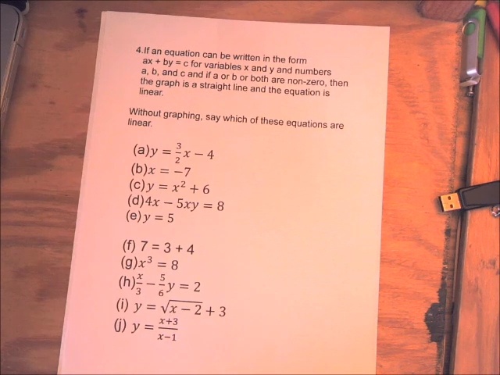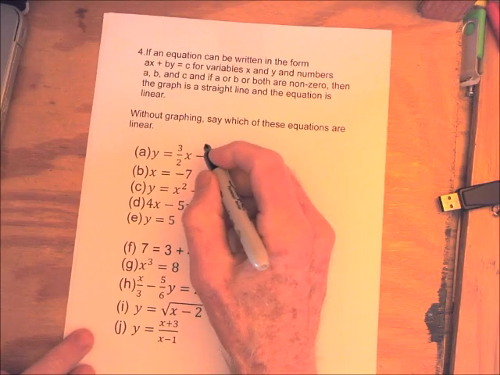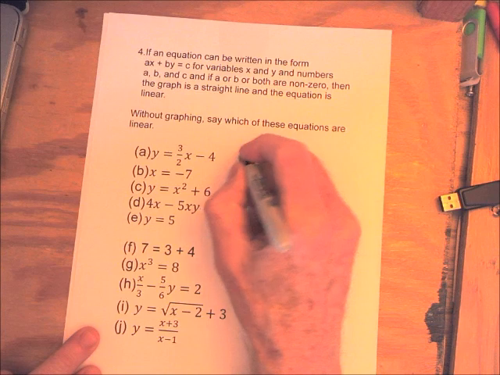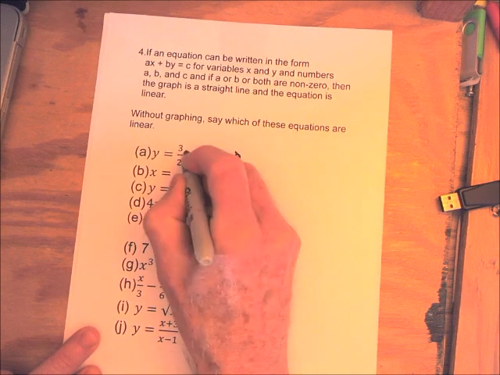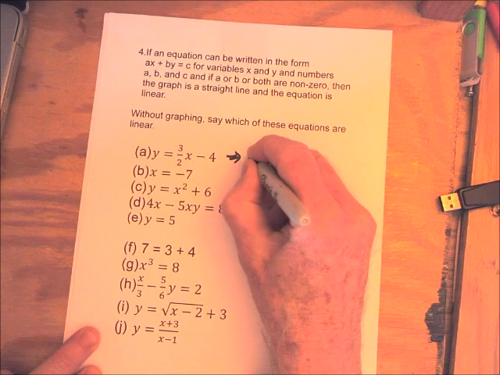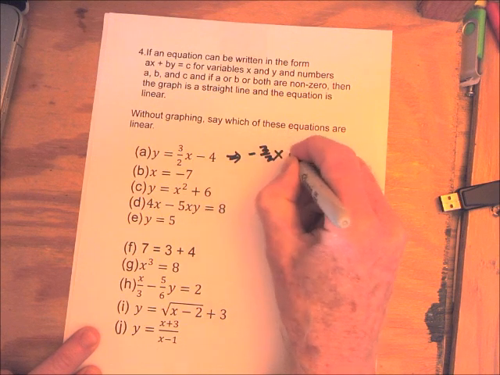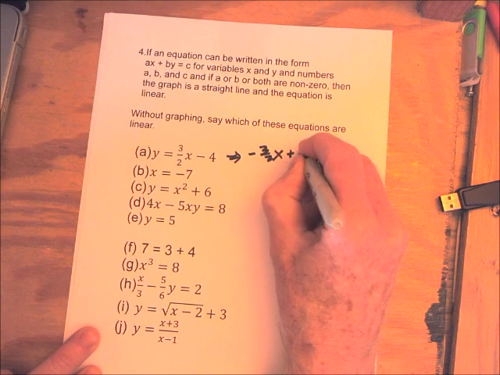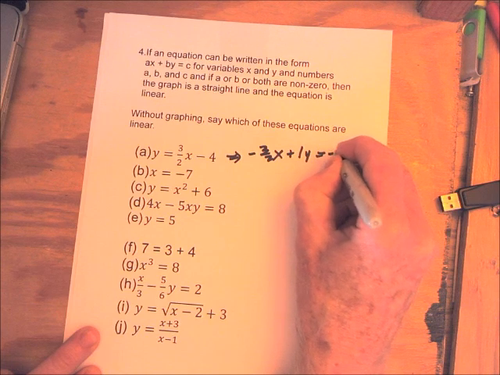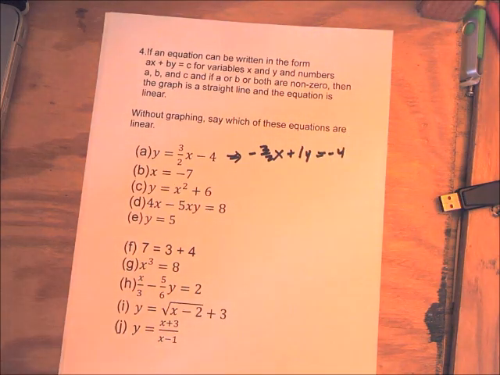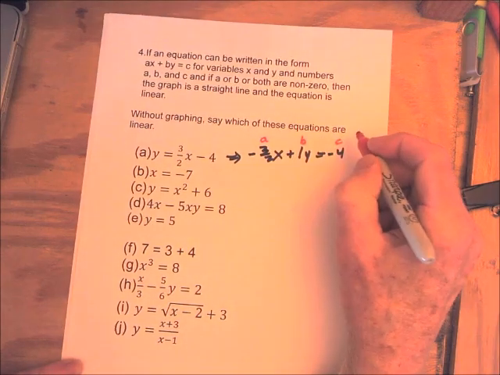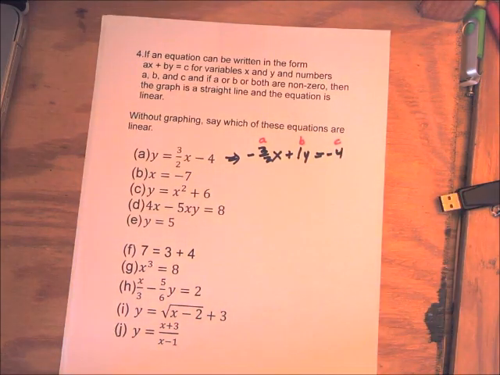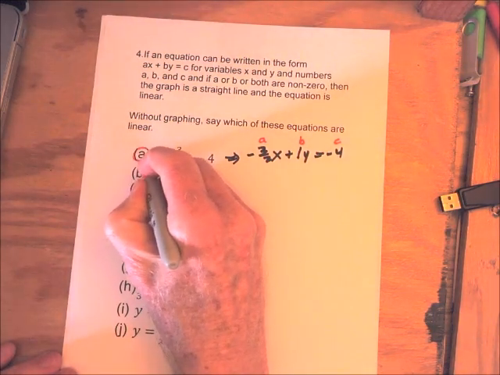So example A, y equals 3 halves x minus 4. It is linear because we can put it in the form of, if we add negative 3 halves x to both sides of the equal sign, we have negative 3 halves x plus 1y equals negative 4. So this is in the form ax plus by equals c. So we can write it in that form, so that's a linear equation. So this part A is linear.